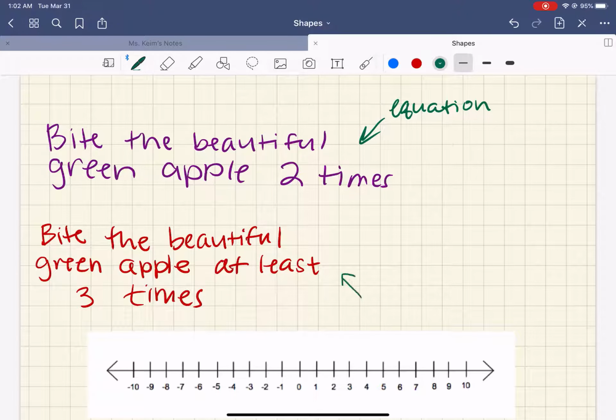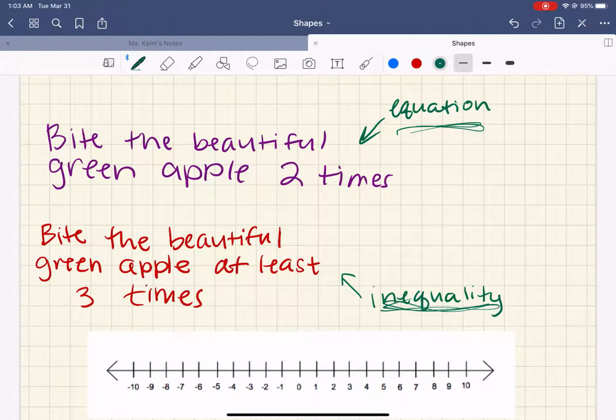Okay, if I want to bite the beautiful green apple at least 3 times, this situation is an inequality. I don't have to bite the green apple 3 times. It says at least 3 times. There is more than one number of bites that I could choose to do. I could choose to bite the apple 5 times. I could choose to bite the apple 8 times. I could choose to bite the apple 90 times, as long as it's at least 3 times. So this situation could be represented with an equation. This situation would be represented with an inequality.